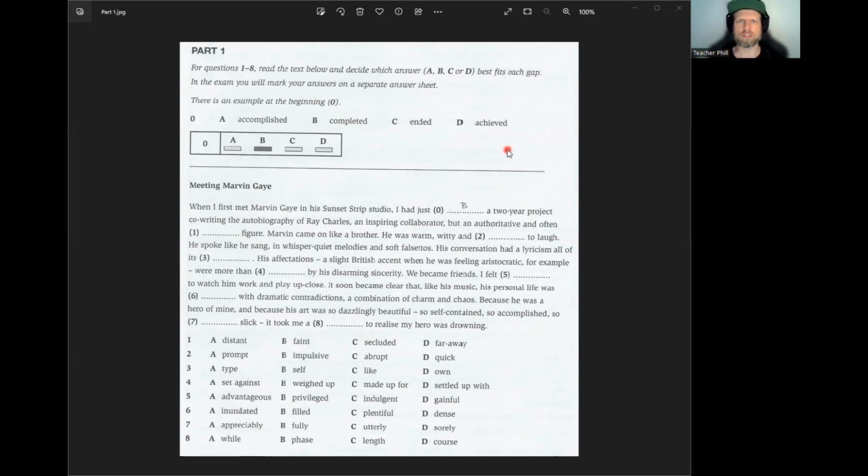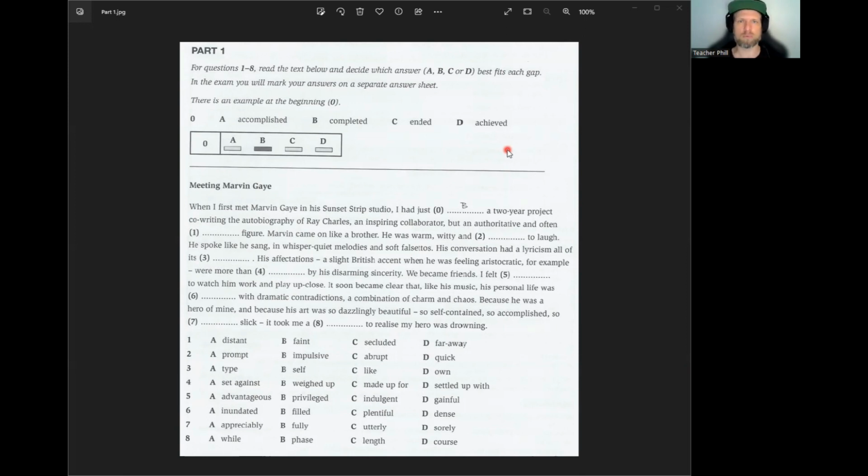Also, many people believe that part one is part of use of English in C2 Proficiency. This is actually not true. Part one, together with parts 5, 6, and 7, makes up the reading portion of the test. That is true in B2 First and C1 Advanced as well. Yeah, part one is part of reading and not of use of English.